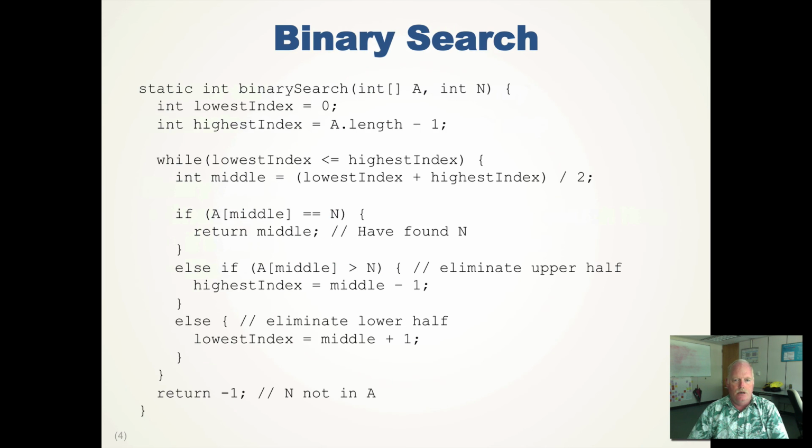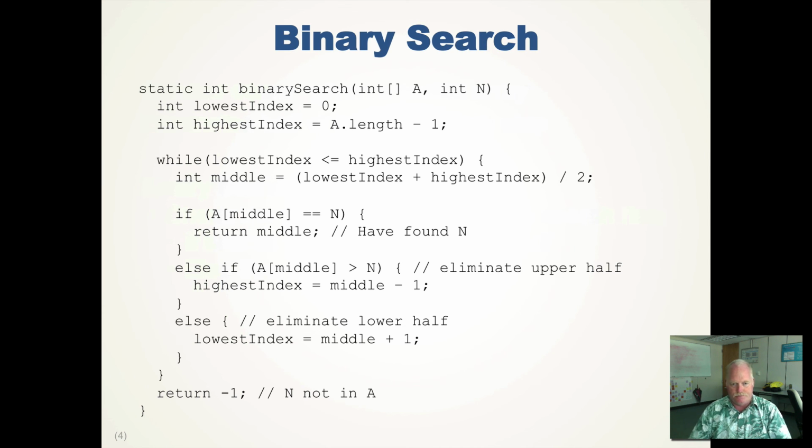So here's the code. We still have our array A, and we're looking for n. We keep track of the lowest index and the highest index, and we start with 0 and the array length -1, so we're searching the whole array. Then we have a while loop: while the lowest index is less than or equal to the highest index, that means we still have things to check, so we keep looping.